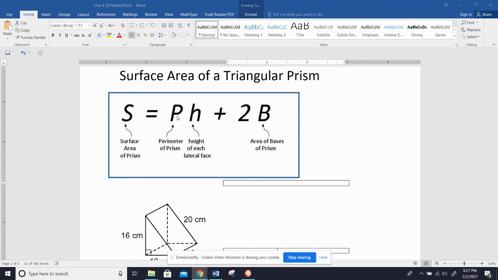So this is what I'm looking for. P is just what it sounds like. It's going to be the perimeter. H is the height of the prism, basically. How far is it between the bases? And a capital B is going to stand for the area of the base. And all the areas for this is going to be a triangle.